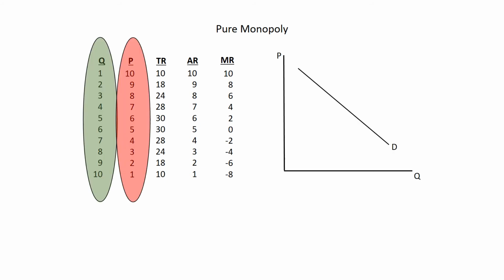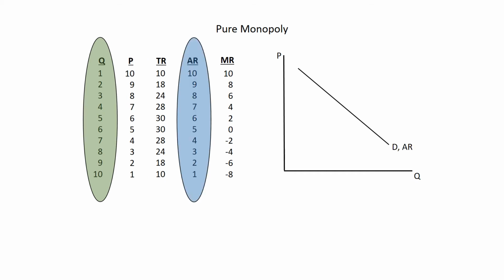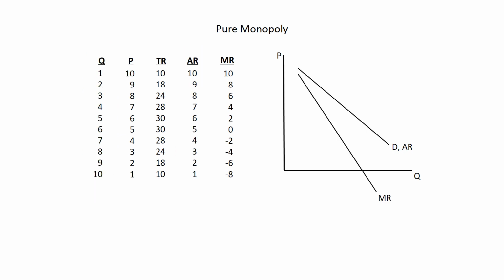Let's plot price against quantity, the demand curve. Now, let's plot average revenue against quantity, the average revenue curve. Notice that it lies right on top of the demand curve. Look carefully at the marginal revenue values, and compare them to those for average revenue. Notice that those values fall more quickly. And the marginal revenue curve will lie below and slant steeper than the demand curve. There's even a portion of the marginal revenue curve that falls into the negative quadrant.